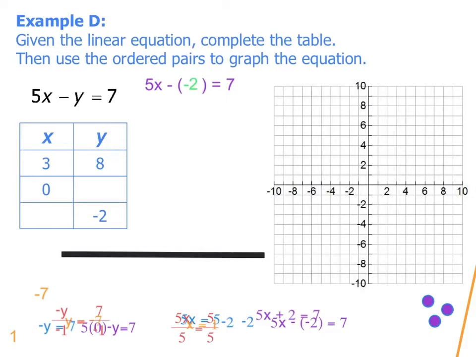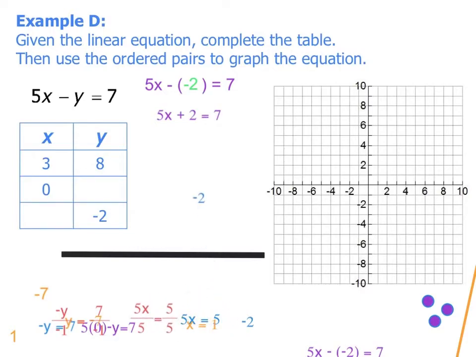Now, I know that when I have a minus -2, I'm going to end up with 5x plus 2, because a negative and a minus is going to give me a positive. So now I've got a regular two-step equation. I know how to solve these. I'm going to start by getting rid of the constant by subtracting 2 on both sides. So +2 and -2 cancel each other out, leaving me with 5x, and 7 minus 2 is 5. Now I've got a one-step equation. I'm going to divide both sides by 5, and when I do that, x equals 1.